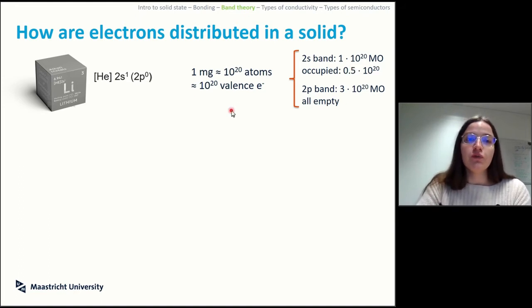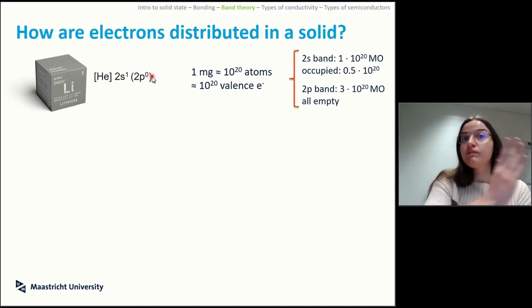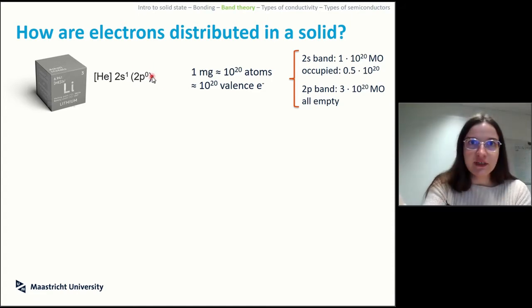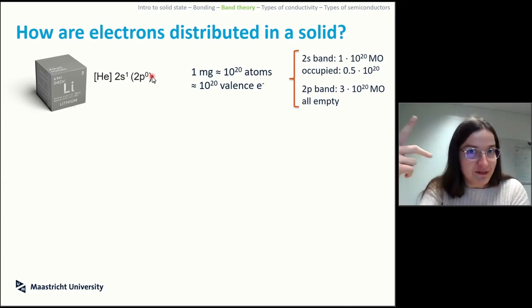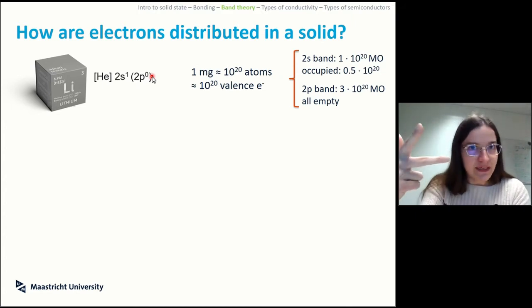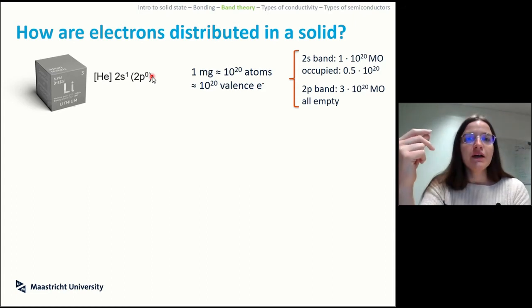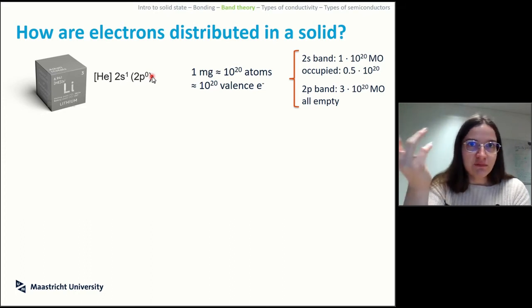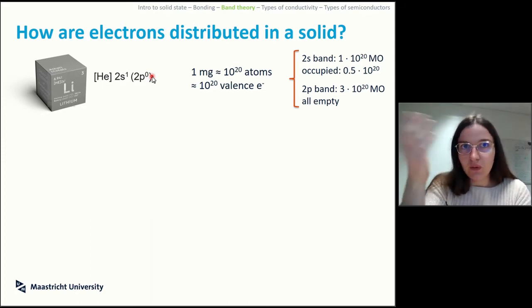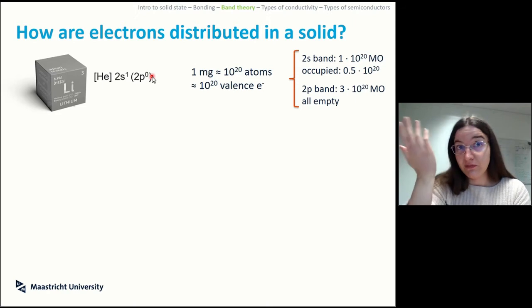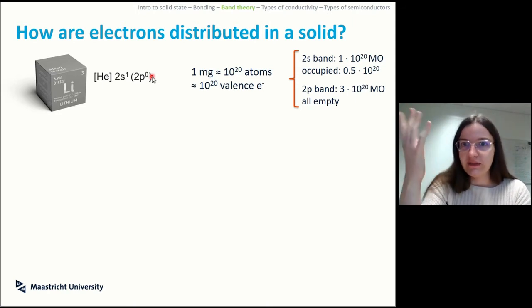When you go into the 2p, once you make a whole solid of a sequence of lithium atoms, the 2p orbitals will all interact with each other. There will be 3 per 10 to the 20. Why 3? Because you have 3 p orbitals per every energy level. The 10 to the 20 molecular orbitals, all of them will be empty. There should be no electron able to occupy them to begin with.